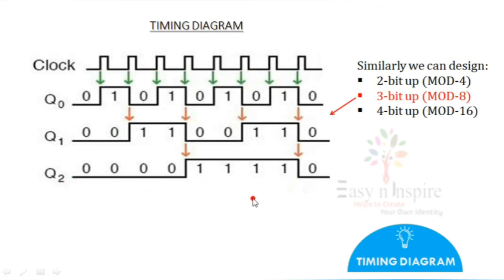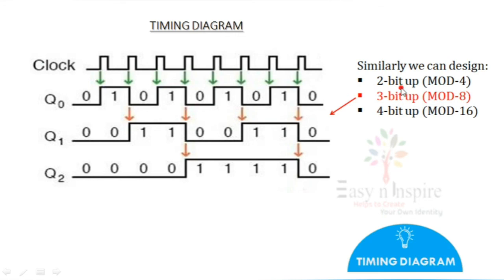So 0, 1, 2, 3, 4, 5, 6, 7. After 8 clock pulses, it becomes 0 again. Total state count is 8. So this is about the timing diagram of the 3-bit ripple up counter, which is also called a Mod-8 ripple counter. Please pay attention, this is very, very important.